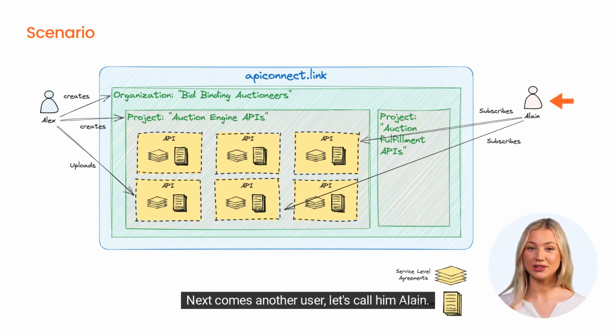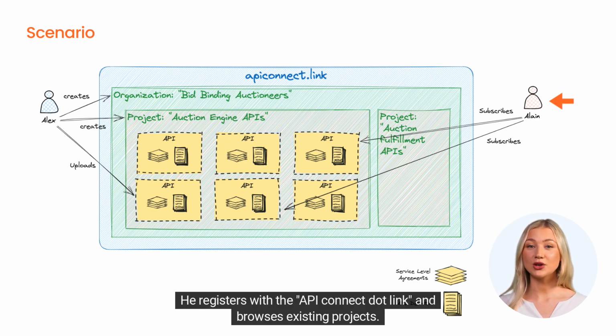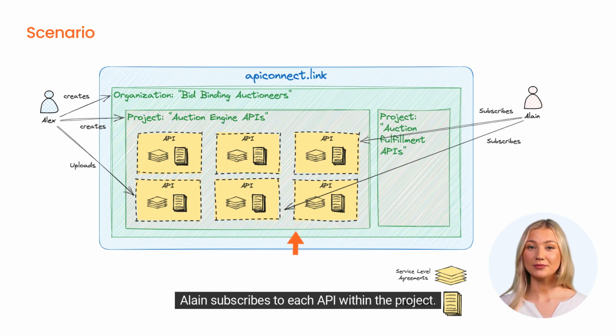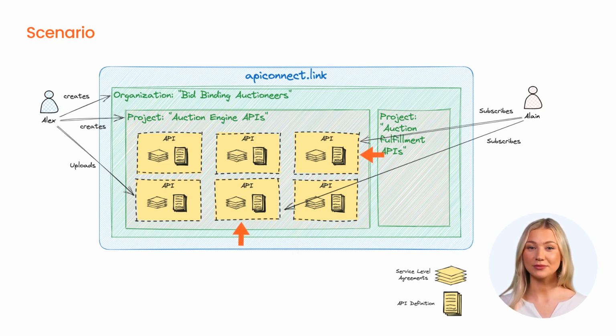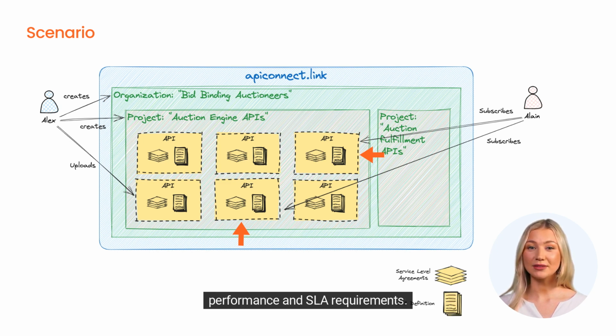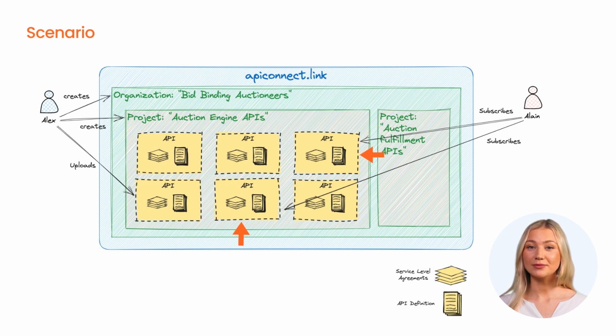Next comes another user, let's call him Elaine. He works for an institution that requires Alex's company's API. He registers with API Connect.link and browses existing projects. He finds Alex's project. Elaine subscribes to each API within the project. Elaine needs to select one of the SLAs with associated quotas and costs to ensure he can meet his business's performance and SLA requirements. Now let's explore this with event storming.